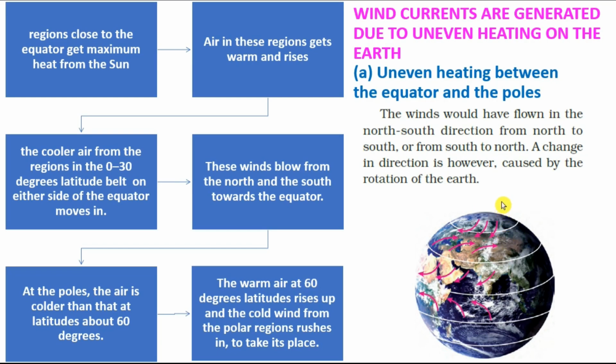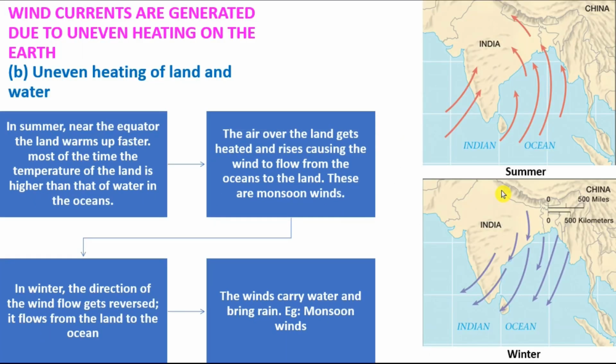Now let's come to the uneven heating of land and water. On a daily basis, you might have heard of the sea breeze and the land breeze, but today we are going to talk about the seasonal basis. In summer, near the equator, the land warms up faster. Most of the time, the temperature of the land is higher than the water in the oceans. Hence, the air over the land is heated and this air rises. As a result, the wind from the oceans flows towards the land, and these winds are called monsoon winds.